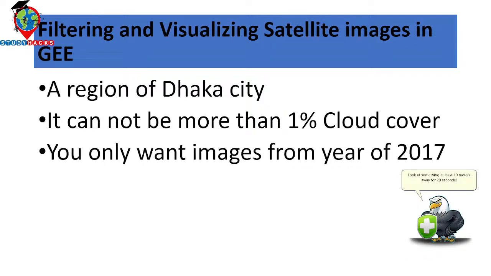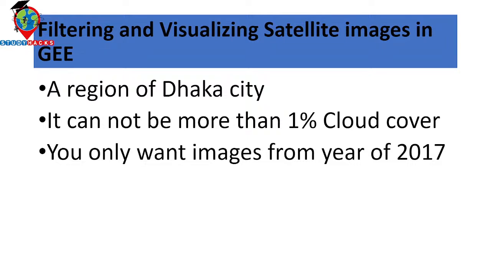Further, suppose you need the image only for a specific time, such as the year 2017 for dry season, summer season, or rainy season. So when you filter your image collection, it just depends on some factors, basically three factors. Why do you need this image? I need the image of Dhaka city. How do you need the image? I need the image with less than 1% cloud cover. And when do you need this image? Suppose I need the image for the year 2017, the month of January, or summer season, or rainy season, or any time period.